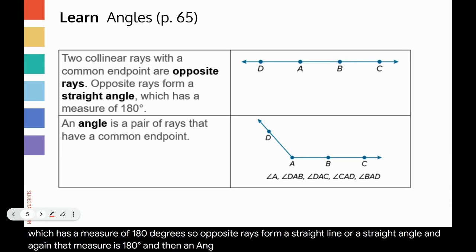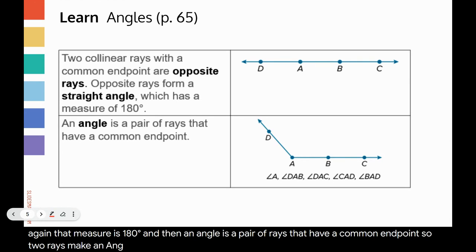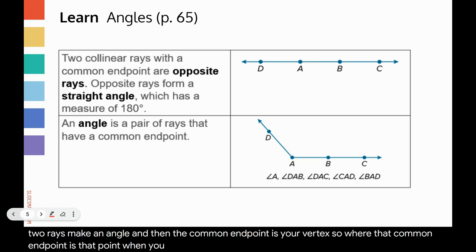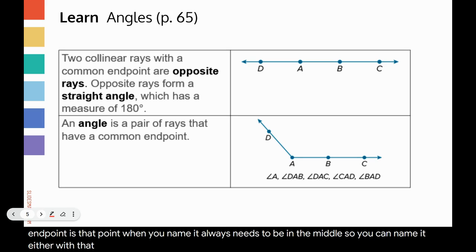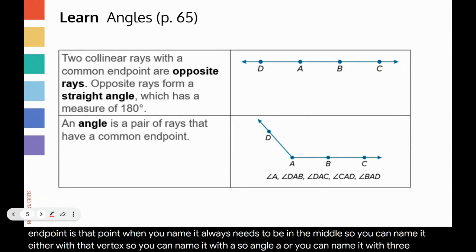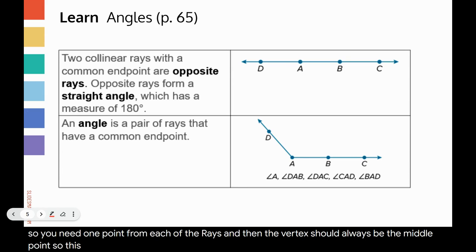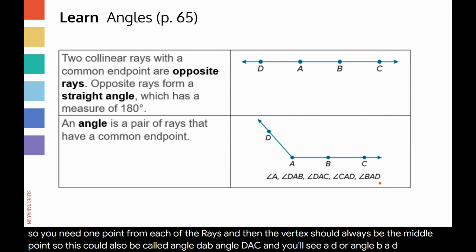And then an angle is a pair of rays that have a common endpoint. So two rays make an angle, and then the common endpoint is your vertex. So where that common endpoint is, that point, when you name it, always needs to be in the middle. So you can name it with that vertex, so angle A, or you can name it with three letters. So you need 1 point from each of the rays, and then the vertex should always be the middle point. So this could also be called angle DAB, angle DAC, angle CAD, or angle BAD.